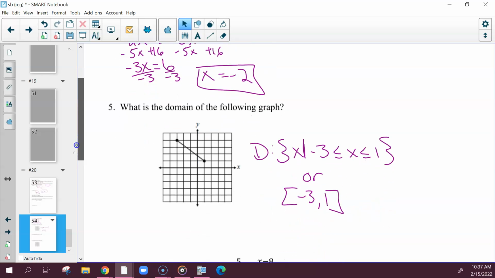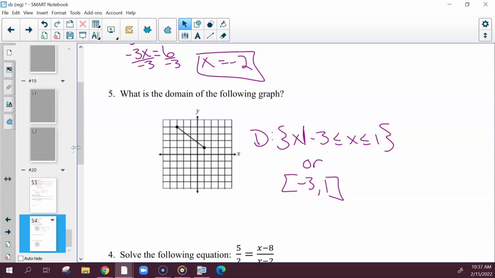For number 5, what is the domain of this graph? We're looking at the furthest point to the left to the furthest point to the right. And it can be written either of these ways. The first way is set builder notation from -3 to +1. And the other one is the same thing, but in interval notation. These are both included, so you would have square brackets, or the equal to. Questions on those?